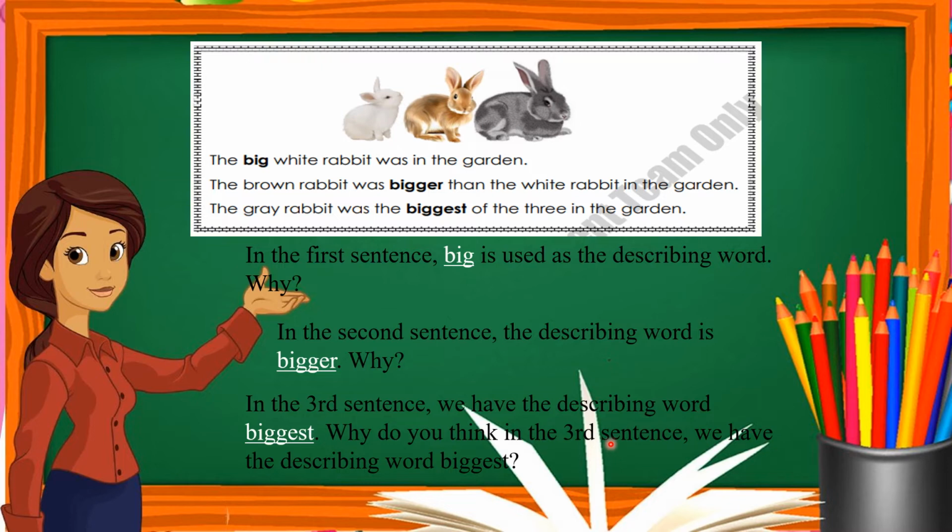Okay? Try to think of it. If it is one, describing only one thing, one person, one animal, we use big. If we compare 2, we use bigger. And when we compare 3 or more, we use biggest. Okay? Take note. Okay, next one.